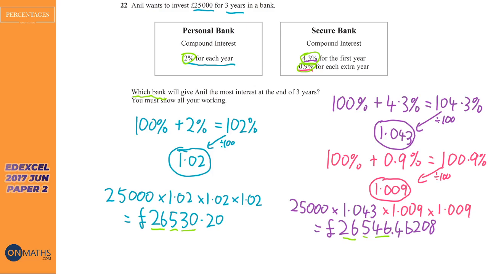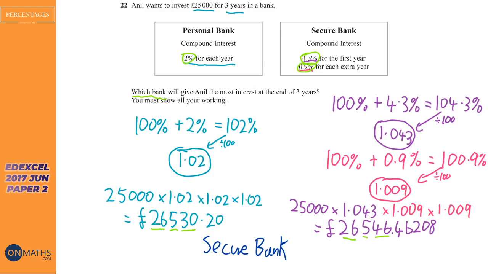So we need to write down the answer. So secure bank. And you might want to say secure bank gives the most interest, or something like that. Mostly the mark scheme will just say student has identified the correct bank.